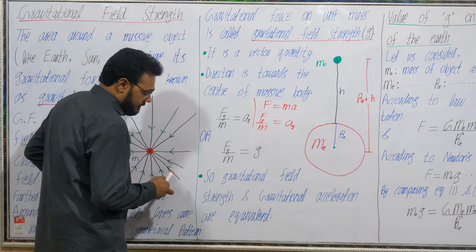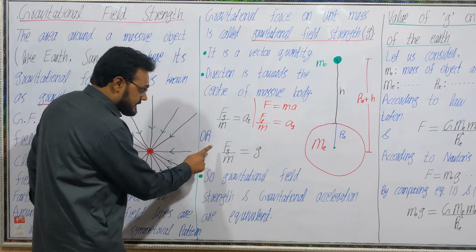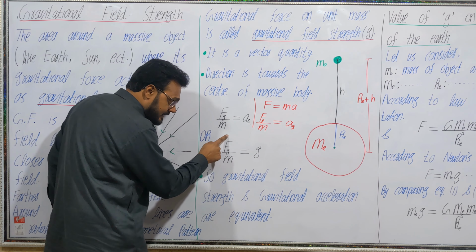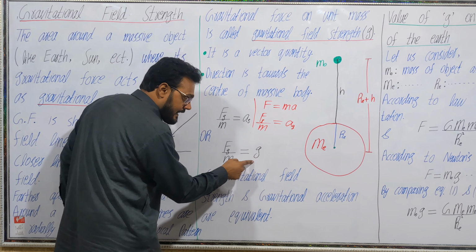This is the gravitational field strength, and this is the gravitational acceleration. Both are equal. Look here: gravitational field strength and gravitational acceleration are equivalent. Both are equal or equivalent. This can be a short question like that.